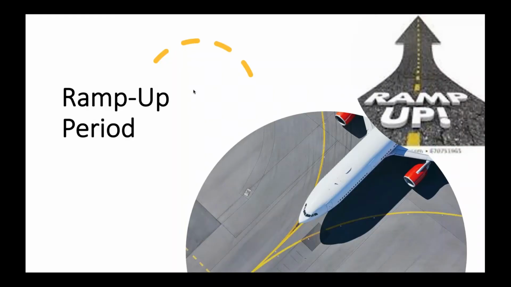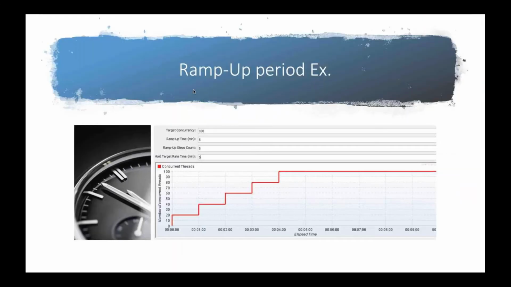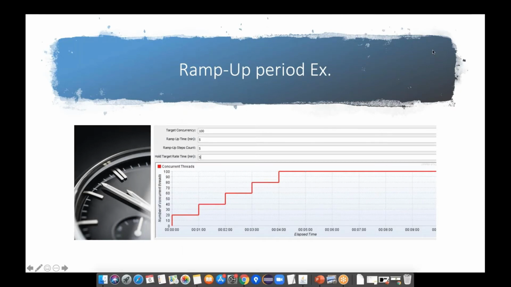So to understand this much better, I have come up with a simple example. If you look at this diagram, it says target concurrency is 100. So that means we need 100 threads. But by what time should all these 100 threads be started using the application? So why do we need this?